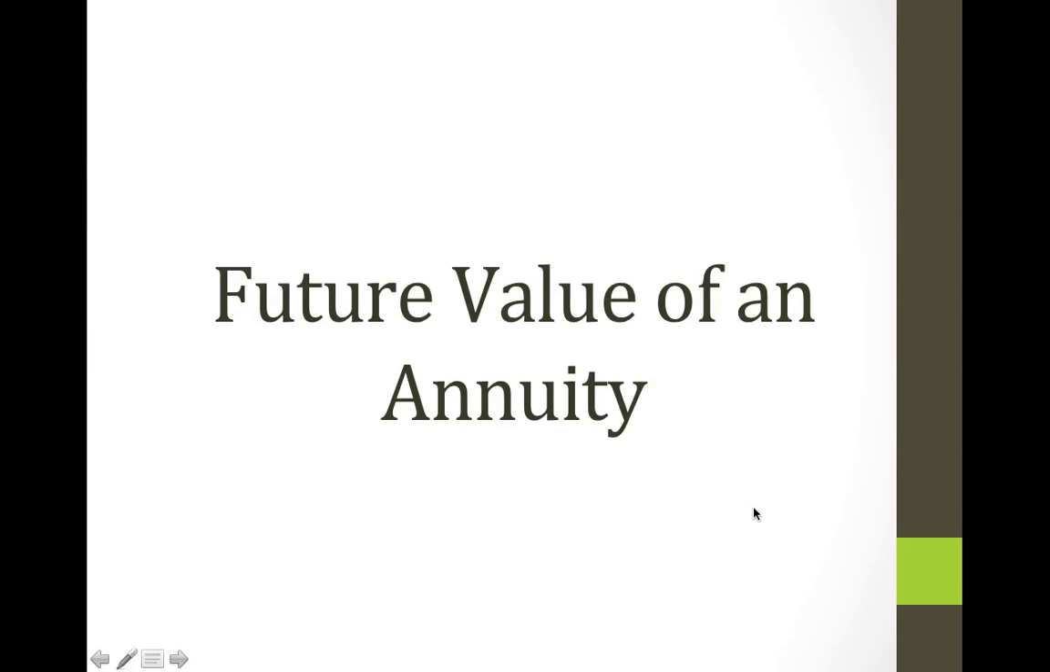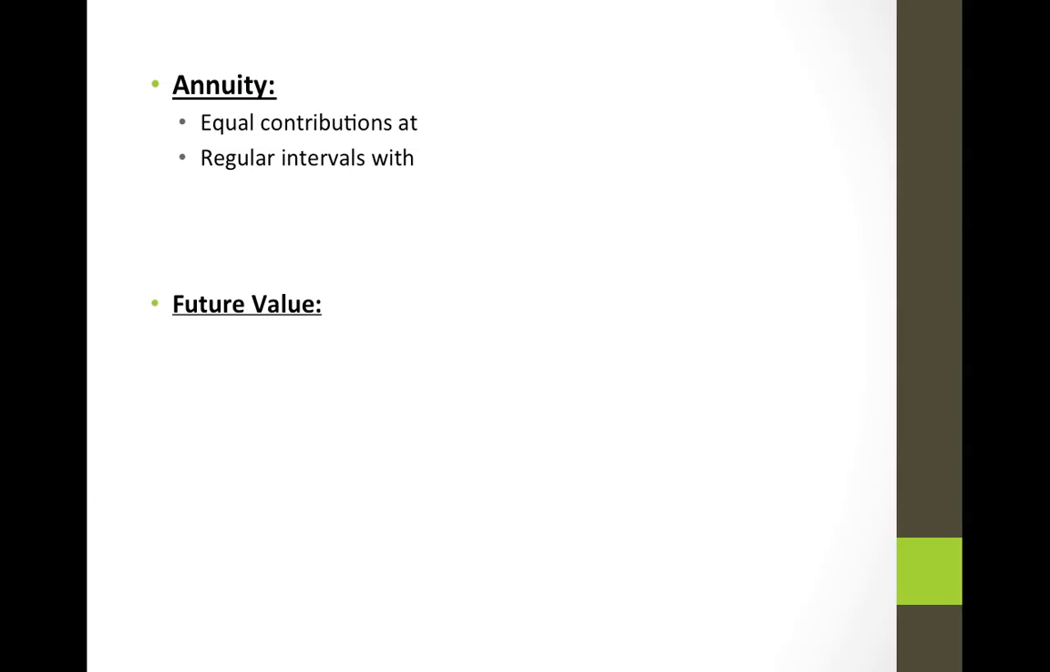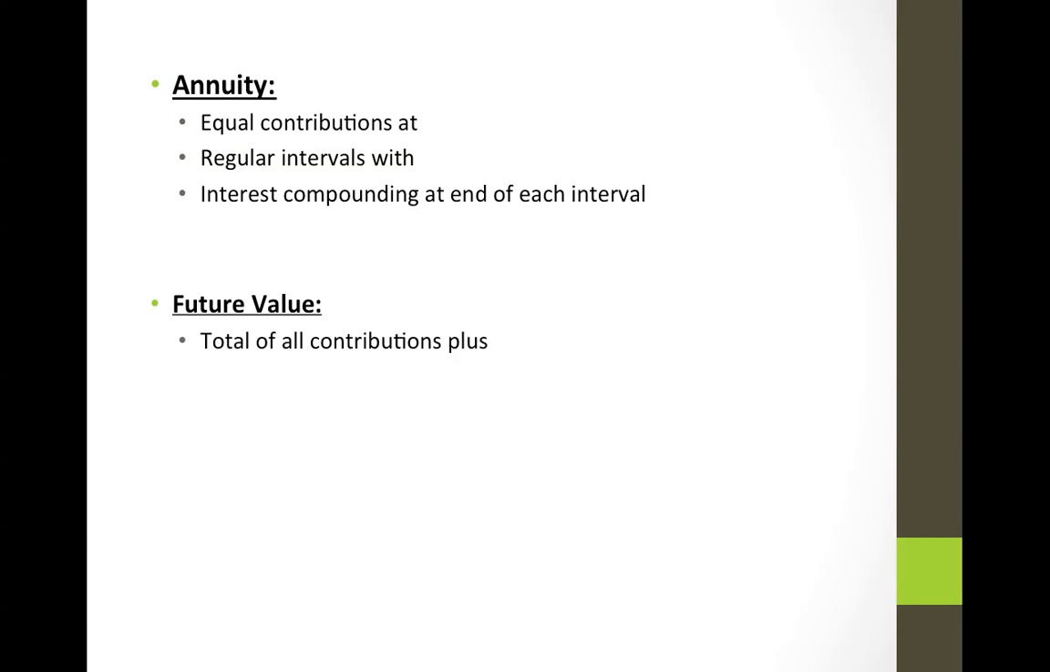Future value of an annuity. With two key terms we have to understand clearly. What is an annuity and what does future value refer to? Annuity means equal payments are made at regular intervals with interest compounding at the end of each interval. The future value means we look at the total of all these contributions plus the total of all the compound interest earned at the end of the period.